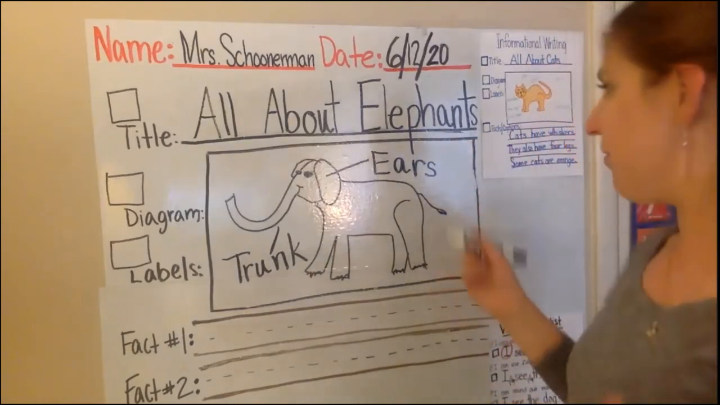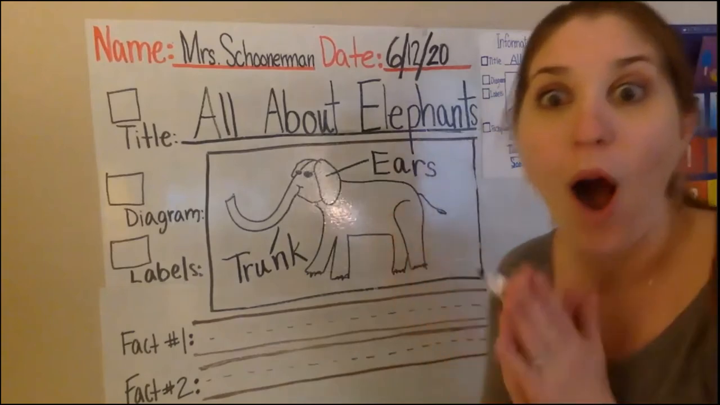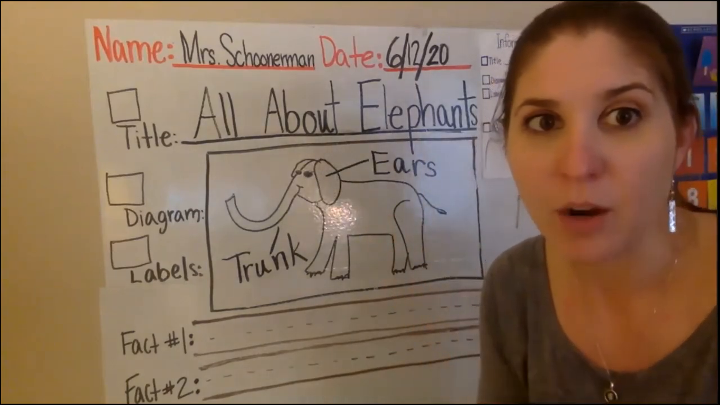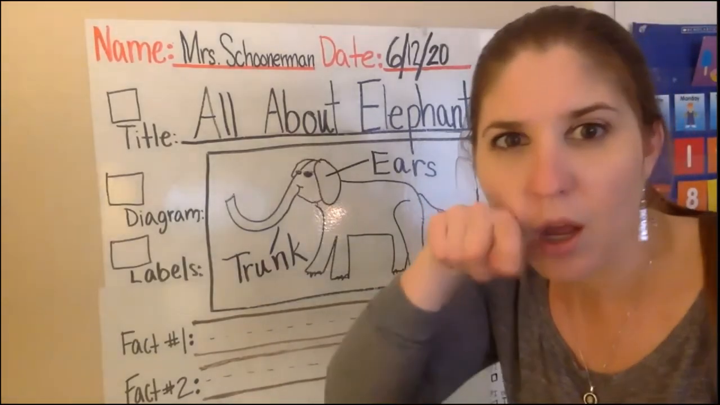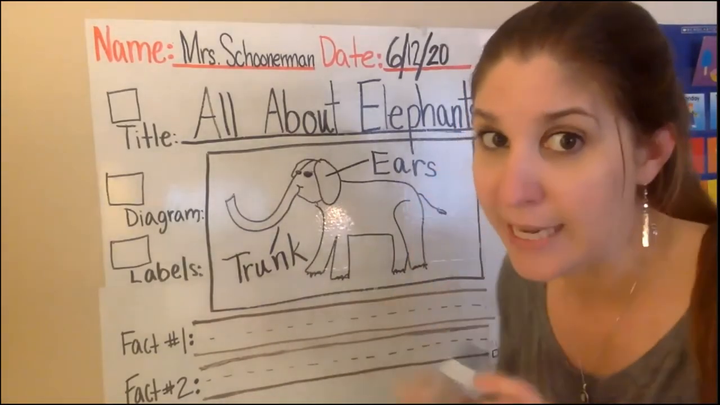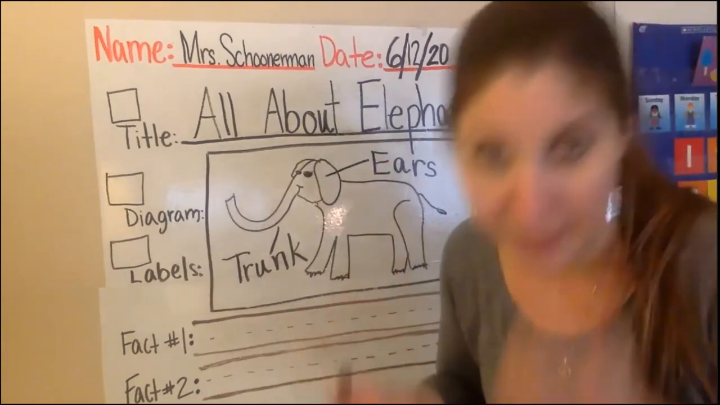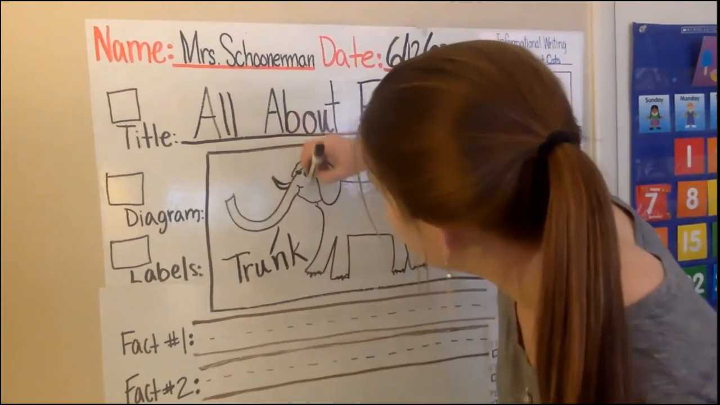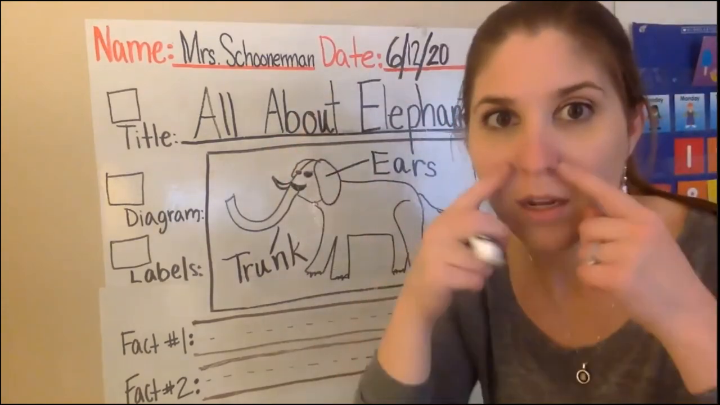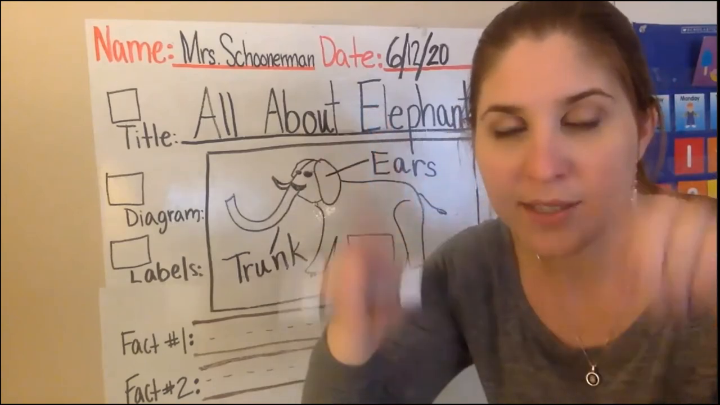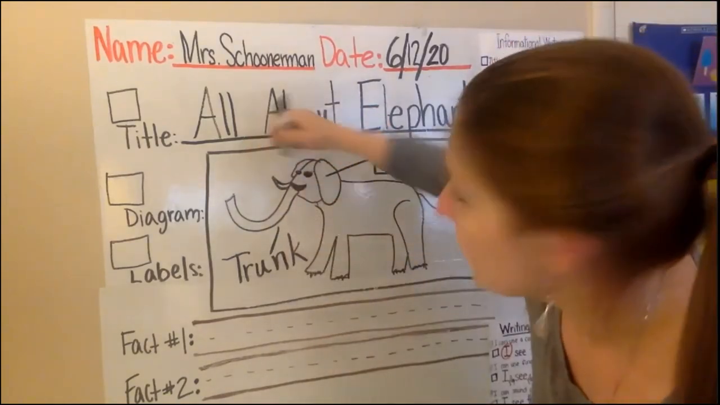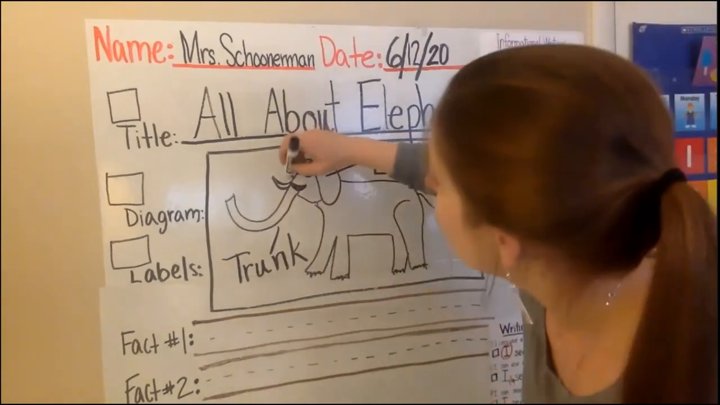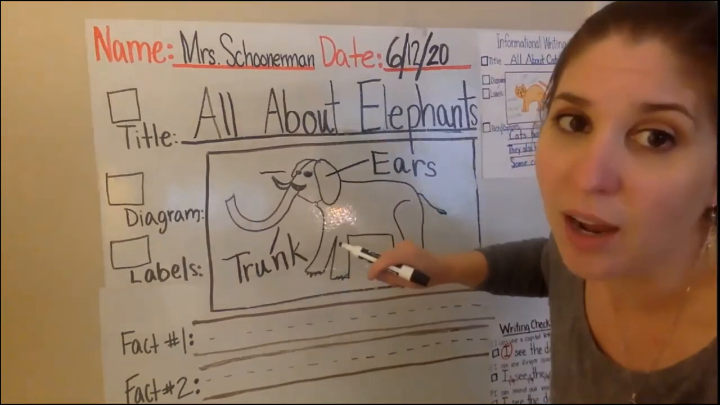Elephants have, oh goodness, oh, I forgot something. I just realized in the video, it talked about something that they use for digging, and sometimes they use it to pick heavy things up. Elephants have tusks. So I forgot to draw that, but now the tusks are back. There are those horns on the elephant's head. And I'm gonna put a label on for the tusks.